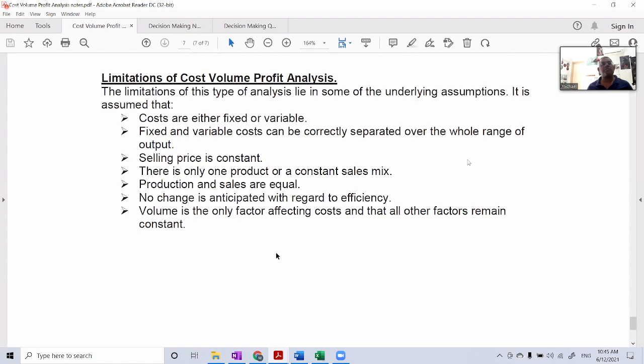It is assumed, number one, that costs are either fixed or variable, and that fixed and variable costs can be correctly separated over the whole range of output. That means all costs can be analyzed into variable and fixed costs. As I'm going to show you in a past year question that we're going to look at after this, often in practice, identifying the cost into its subcomponents exactly is not so clear cut.